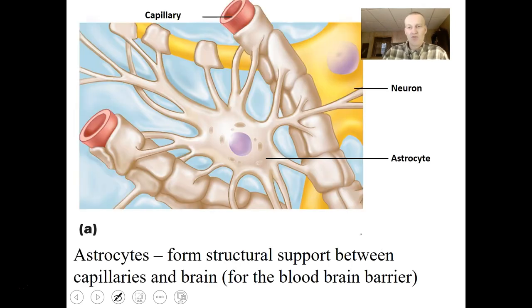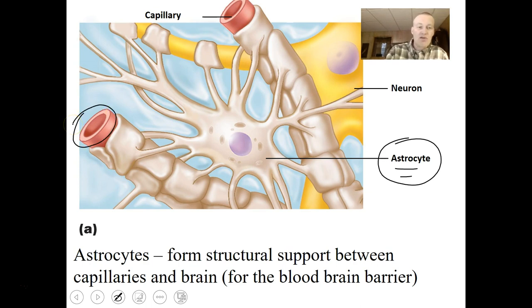So here are astrocytes. Astro refers to star, so I guess it looks like a star-shaped cell. And astrocytes form a structural support between the capillaries and the brain. If you see, this is a capillary right here, and this is the astrocyte. The astrocyte literally covers all the capillaries in the brain, and it forms this thing called the blood-brain barrier. The blood-brain barrier does not allow all things to come into the brain. It is a protective mechanism.